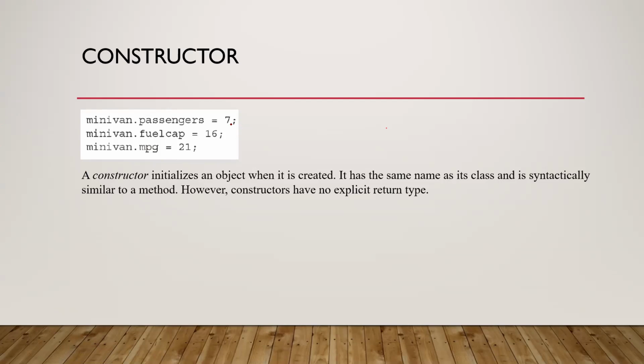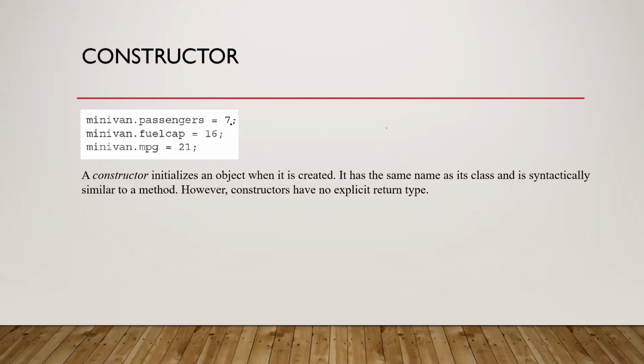Actually, a constructor initializes an object when it is created, and it has the same name as its class. So if the class name is vehicle, the constructor name is also going to be vehicle. If the class name is person, the constructor name is also going to be person. And it is syntactically similar to a method. It is also a code block, enclosed within these curly braces. So why are we saying it is similar to a method?